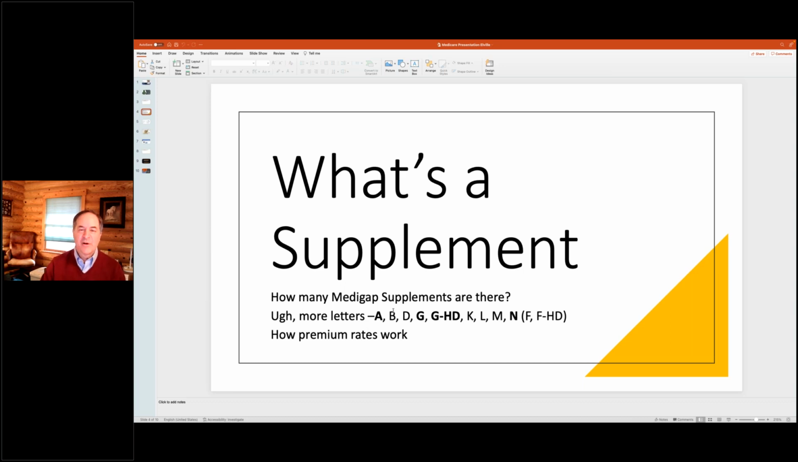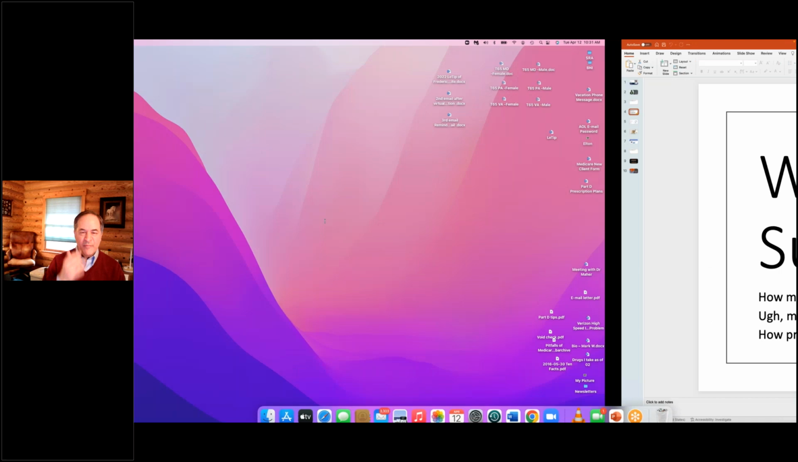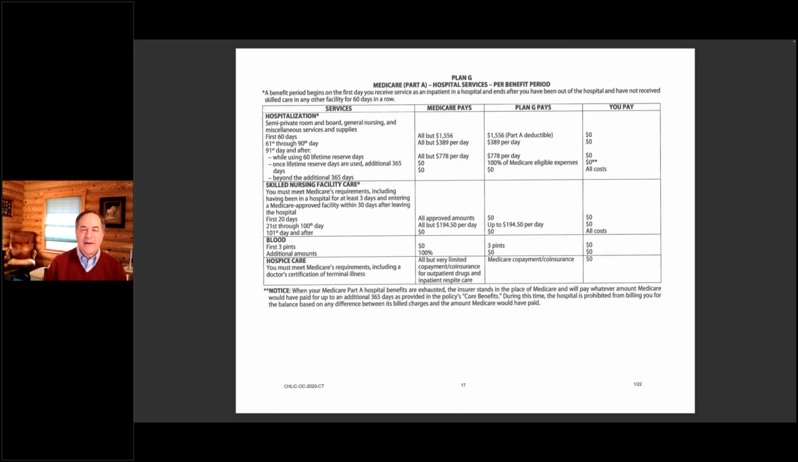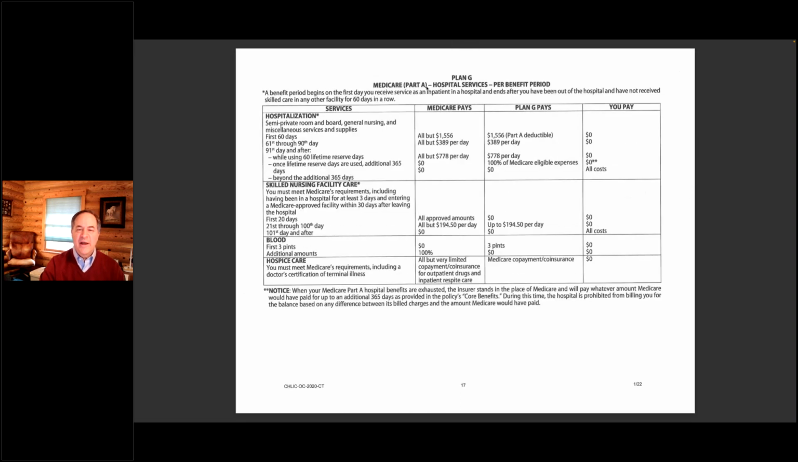Now, I want to show you what's called an outline of coverage. I hope you can see this. I'm going to move to a completely different screen here now. This is Plan G. And you'll notice at the top here, it says Part A, Hospital Services and Benefit Period. You'll notice there are three columns here: what Medicare pays, what the plan pays, and what you pay. Everybody likes the "you pay" column.